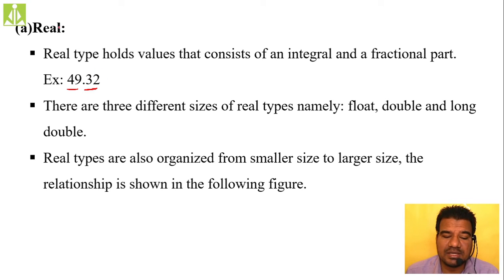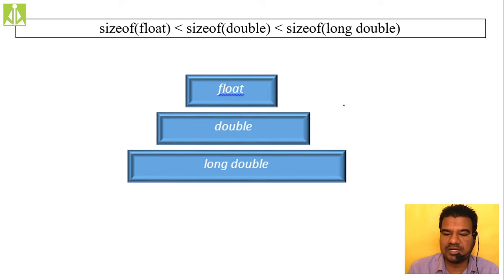These real numbers are further categorized into three: float, double, long double. Again, the categorization is based on the size and the range of values that it can hold. Float is the smallest, then double, then long double. Size of float is smaller than size of double, which is smaller than size of long double. Real types are also organized from smaller to bigger.